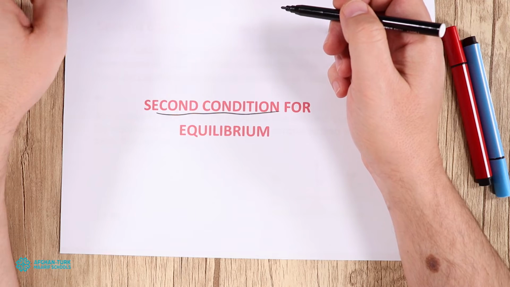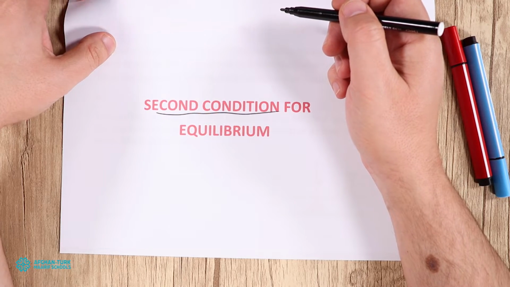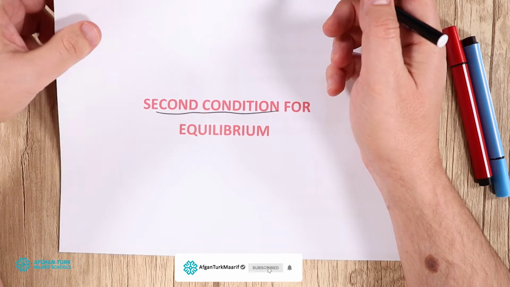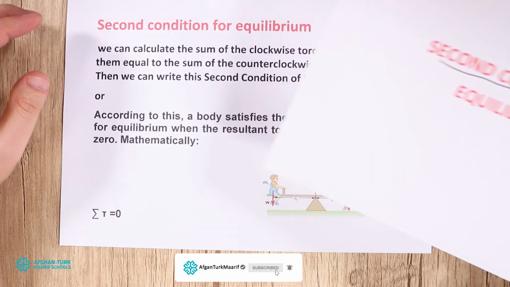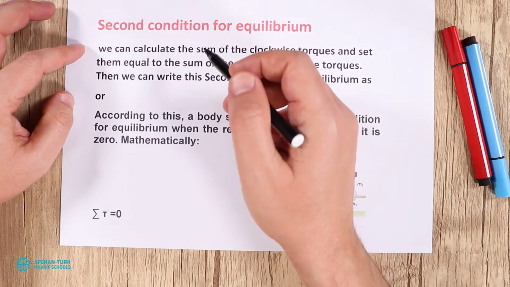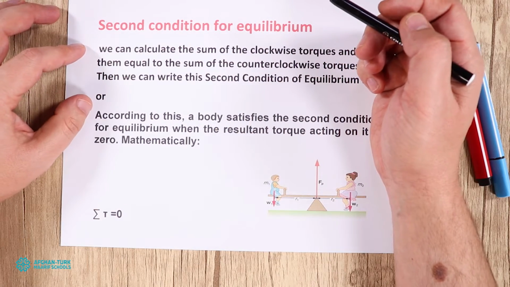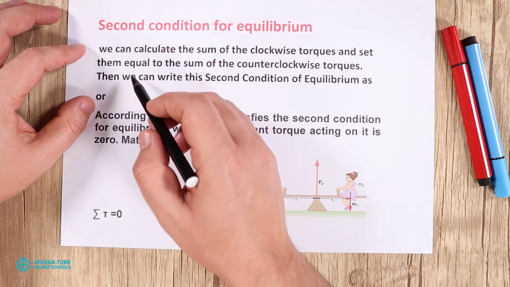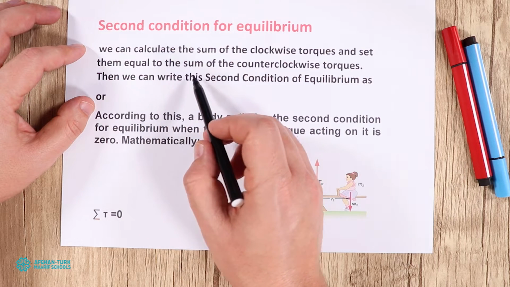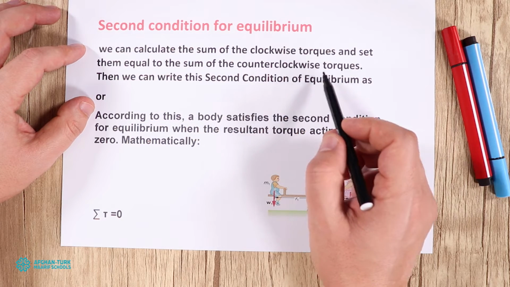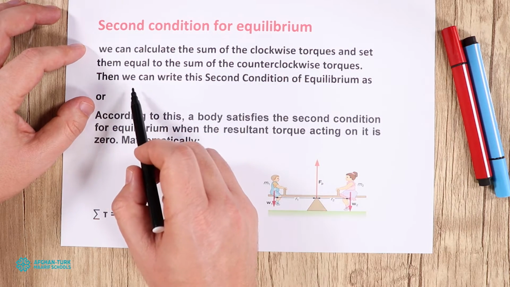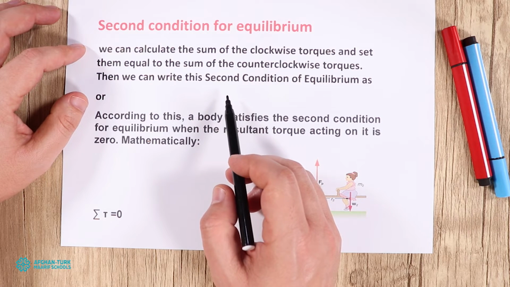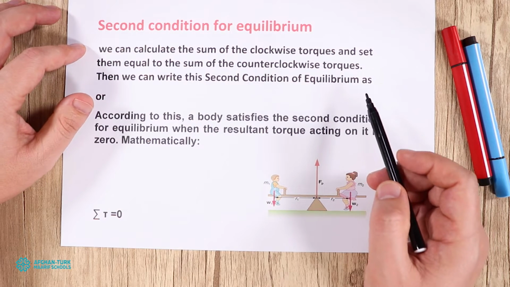In this video we are going to know about the second condition for equilibrium. What is the second condition of equilibrium? Let's see on the next page. We calculate the sum of clockwise torque and set it equal to the sum of the counterclockwise torque. Then we can write this as the second condition of equilibrium.